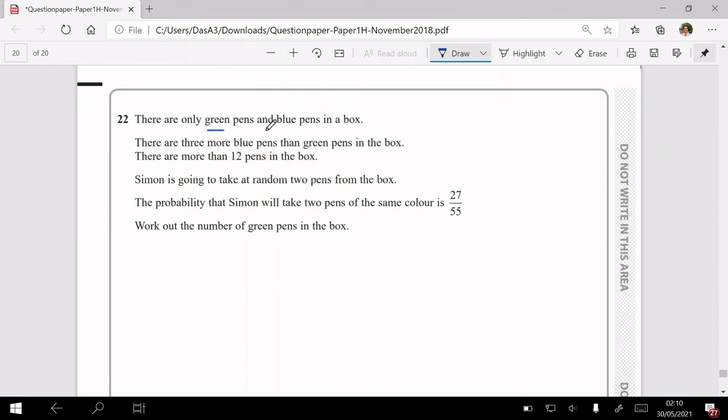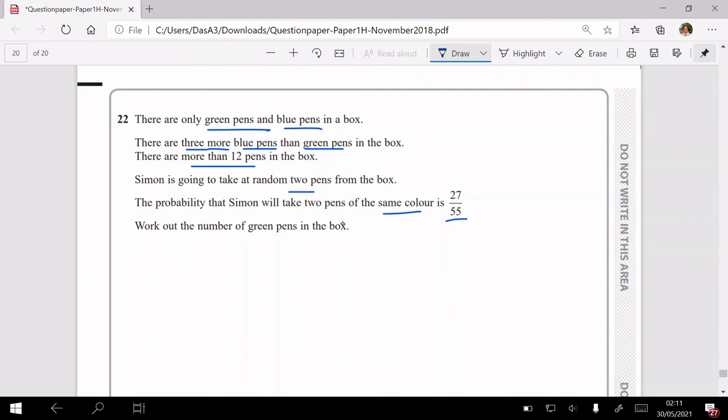There are only green pens and blue pens in a box. There are 3 more blue pens than green pens in the box. There are more than 12 pens in the box. Simon is going to take at random 2 pens from the box. The probability that Simon will take 2 pens of the same color is given. Work out the number of green pens in the box.